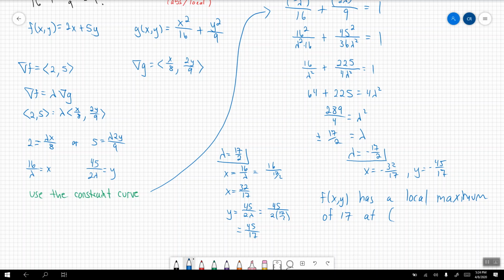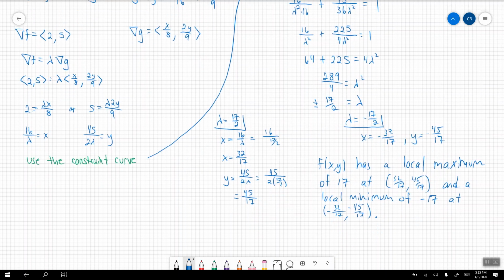All right, so a maximum value of 17, and that's when x is 32 over 17 and y is 45 over 17. And a local min of negative 17 at negative 32 over 17 and negative 45 over 17.